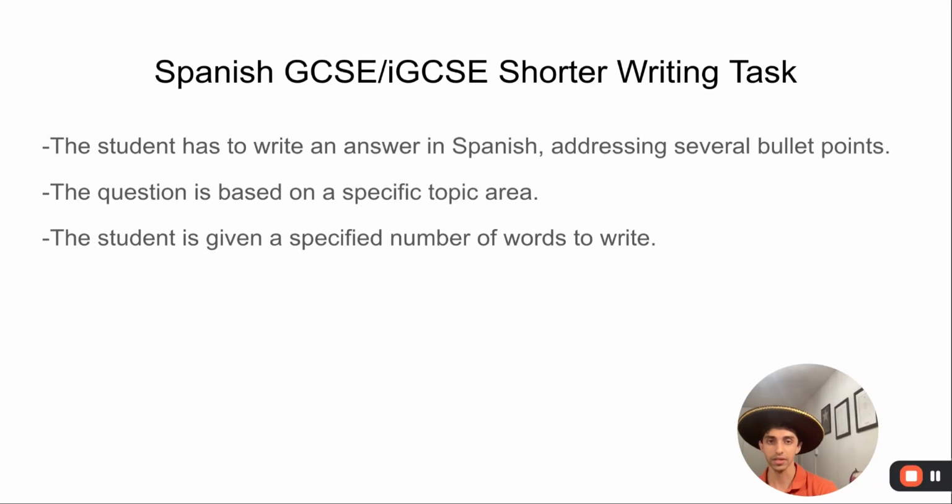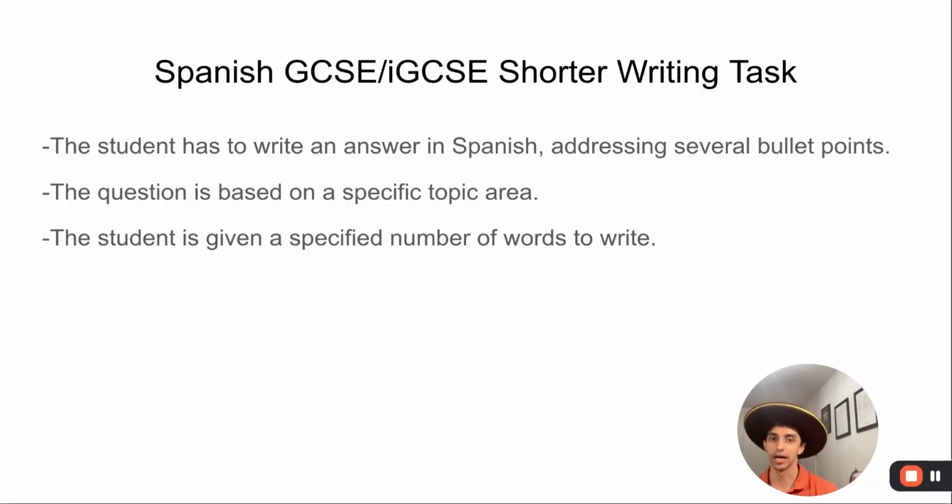Now, for the shorter writing task, you as a student, of course, have to write an answer all in Spanish, naturally, addressing several bullet points. The exact number of bullet points can really vary, generally from about 2 to 5 for the shorter writing task, but that will vary according to your exam board, potentially whether you're doing foundation or higher tier too.